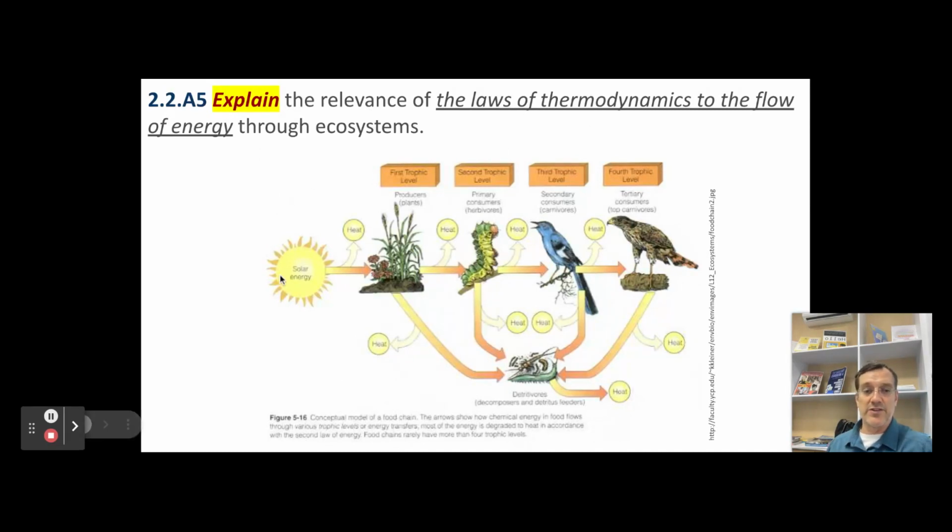Explain the relevance of the laws of thermodynamics, how energy is dissipated or lost as heat, which increases entropy as that energy and matter, as that biomass is passed along a food chain. The producer's ability to build glucose is a form of decreasing entropy. Right? It's actually increasing the organization.